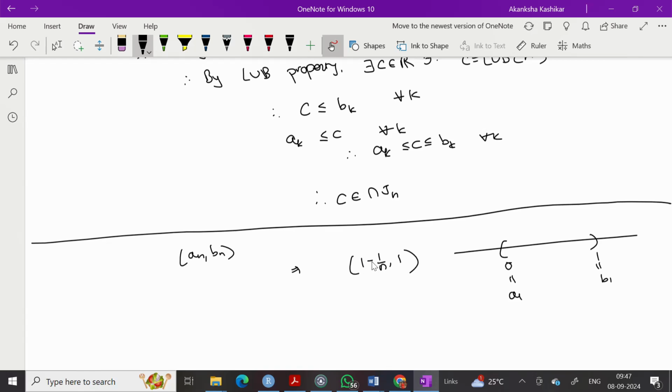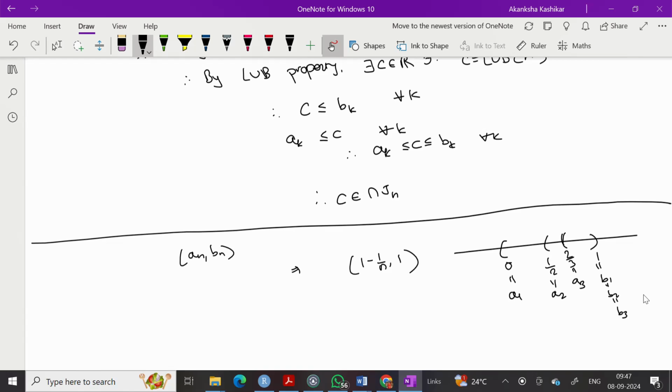So 1 minus half means half. So half, this is a_2 and this is b_2. Then I will have 1 minus 1 by 3, that is 2 by 3. So somewhere here, 2 by 3. So this is a_3 and this same is b_3. So they seem to be nested. Now the question is, is there a common element?